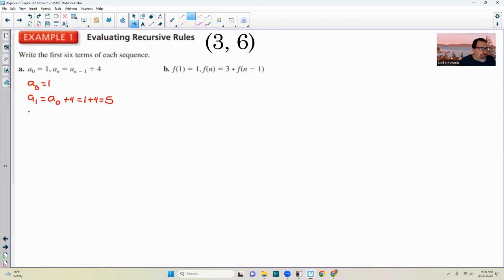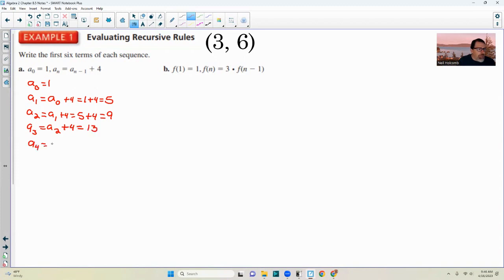Okay, so that's what we're doing here. So continuing, it says write the first 6. So there is the first 2. A sub 0 is the first term, a sub 1 is the next, a sub 2 would be the third term, and that's going to be a sub 1 plus 4. And a sub 1 was 5 plus 4, therefore that equals 9. Okay, so we're going to keep doing this. A sub 3 equals a sub 2, because it's a sub 3 minus 1, a sub 2 plus 4, and a sub 2 was 9, and 9 plus 4 is 13.